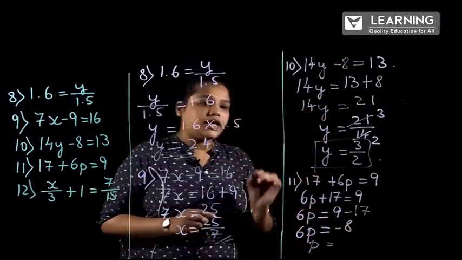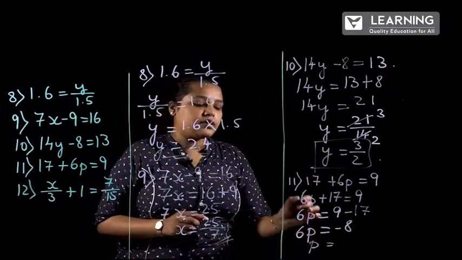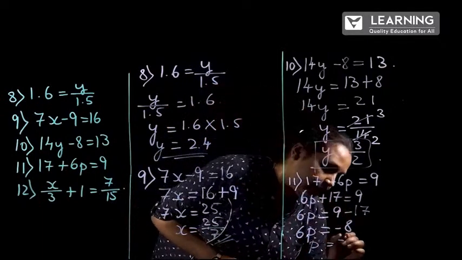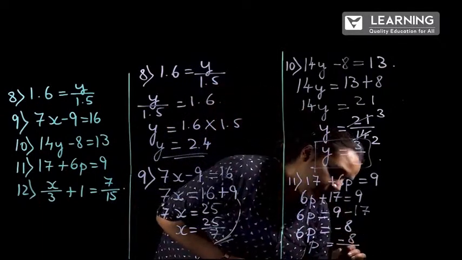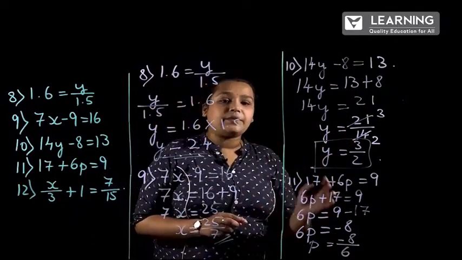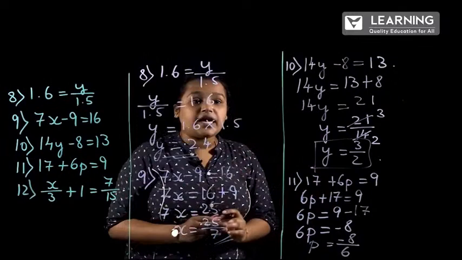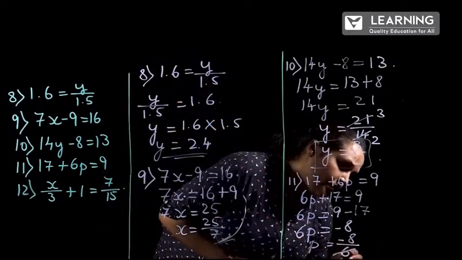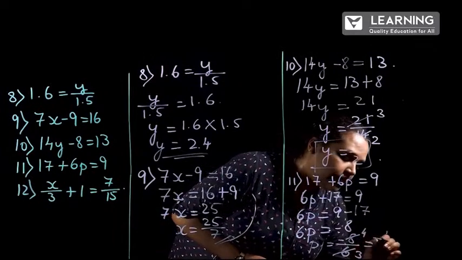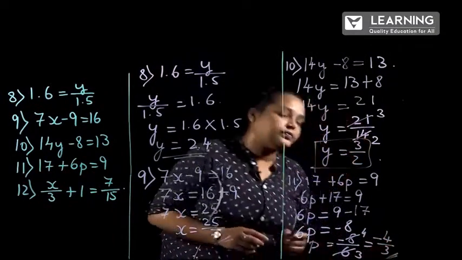Again, we have to find the value of p. So 6 will be transferred to the RHS. That will become minus 8 by 6. Again here, can we reduce 8 by 6? Yes, we can, by taking 2 as common, that is 2 3s are 6, 2 4s are 8. The value will be minus 4 by 3.